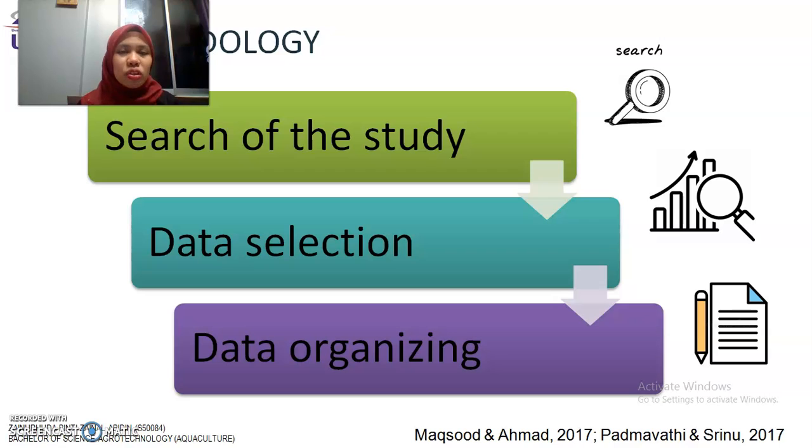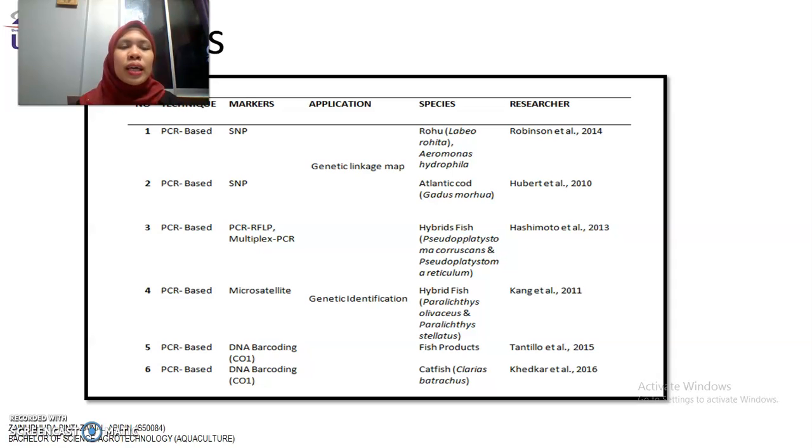The methodology in this study is first searching the studies, then the data selection, and the data organizing. All the information gathered from the data selection is discussed. And this is a result of the information, where they use different types of marker in different types of application.